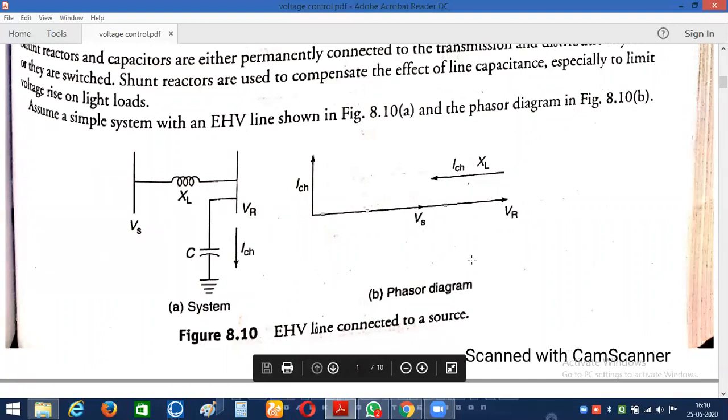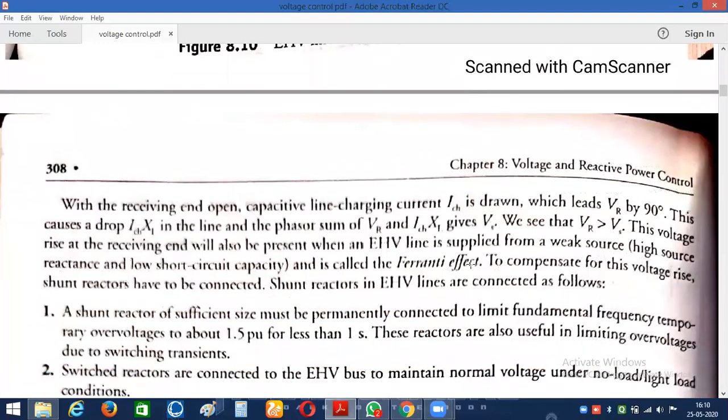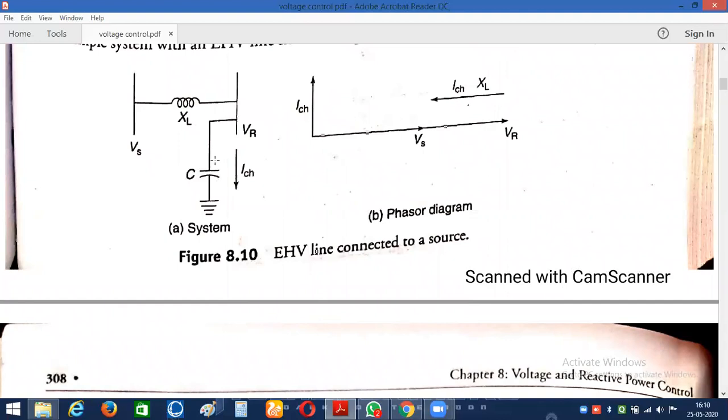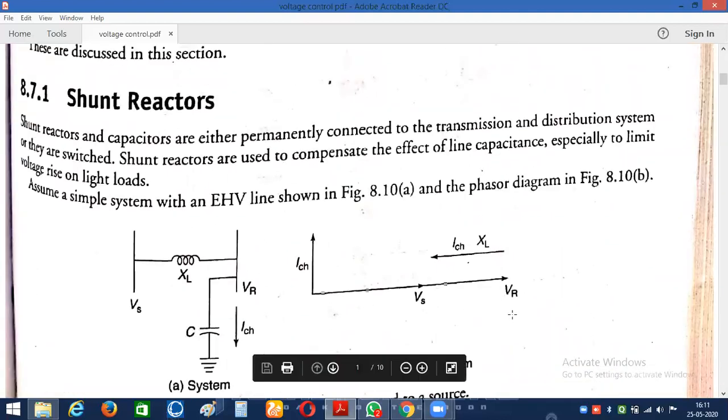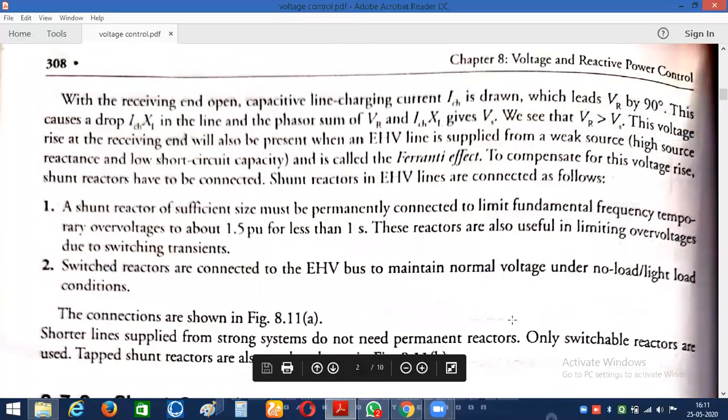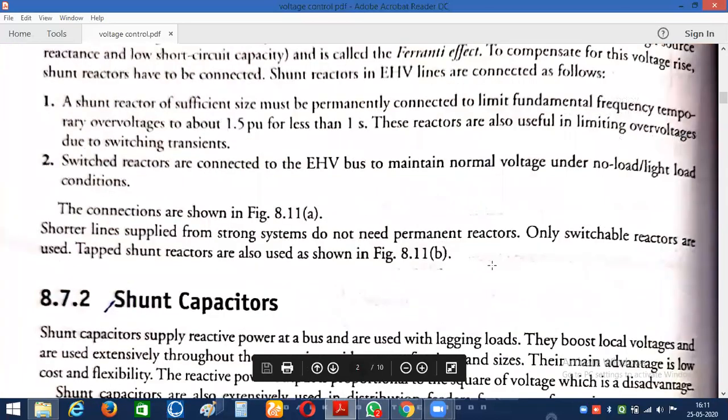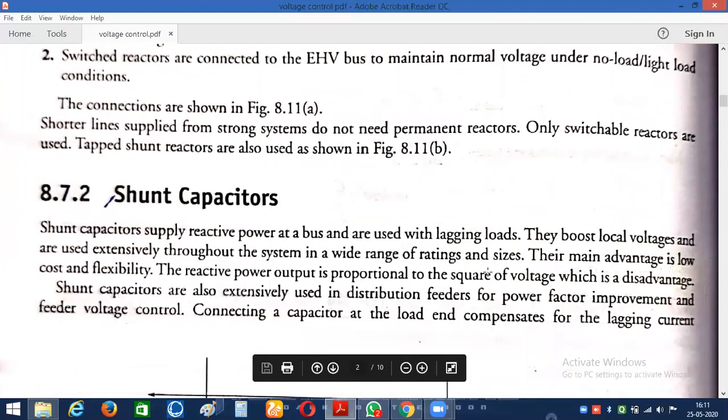So in this way, by connecting shunt reactors to the existing system during light load conditions and during the Ferranti effect condition, the rise in receiving end voltage can be controlled. This is how we can control the voltage at the receiving end. This is one important method of voltage control.